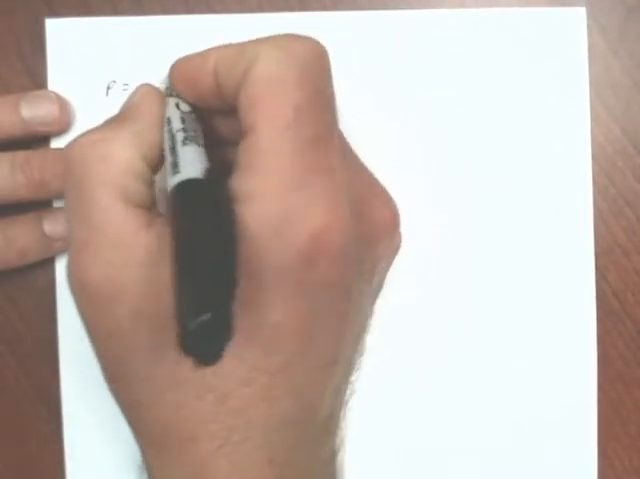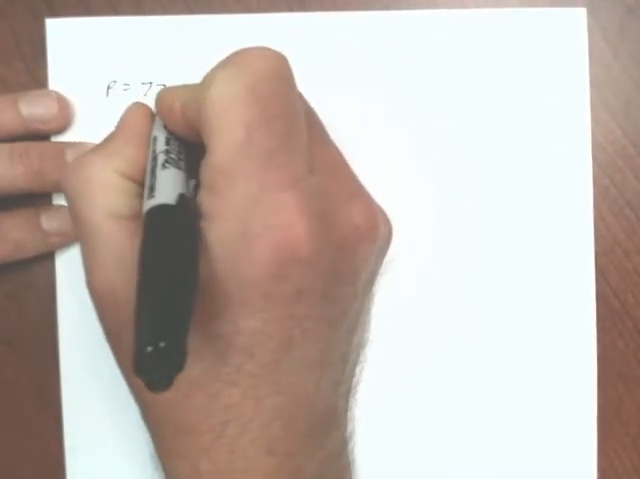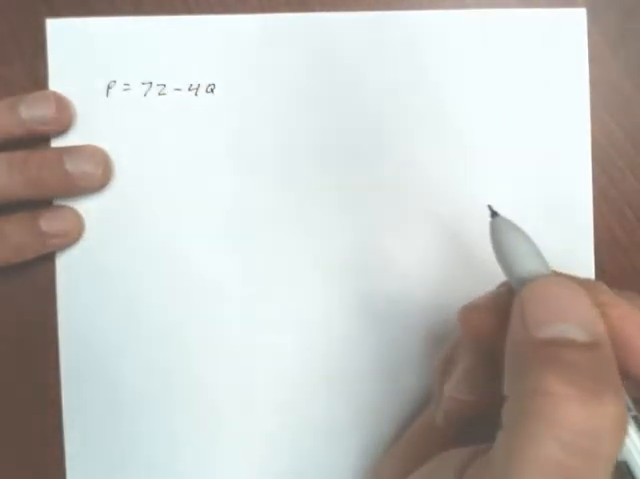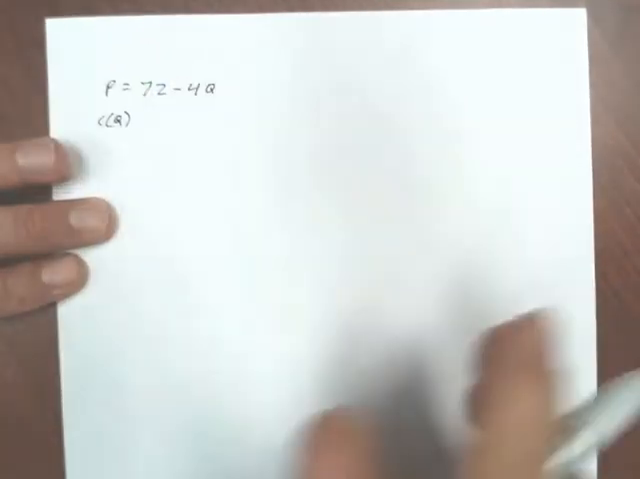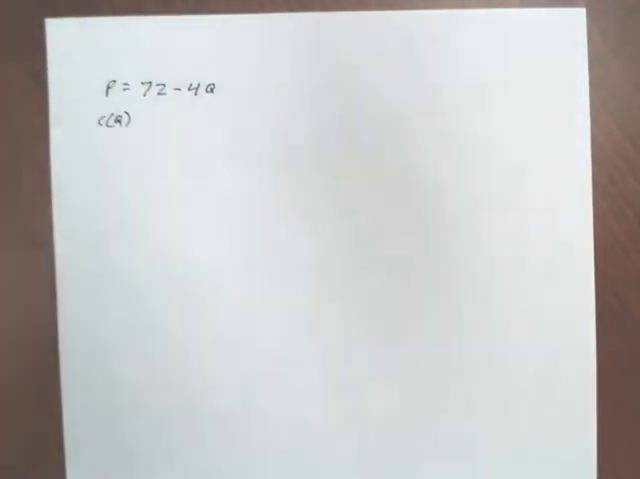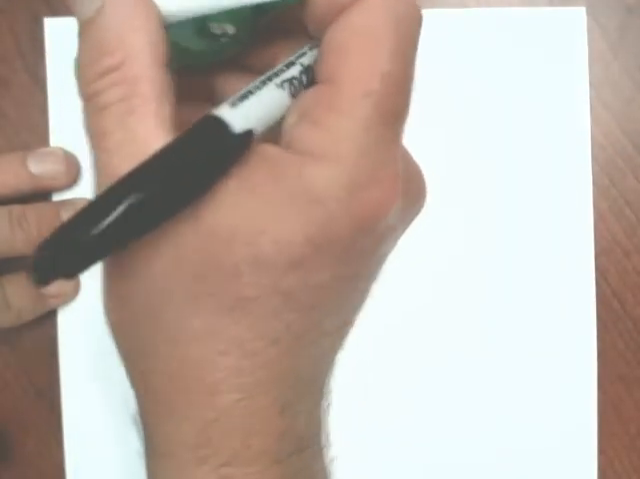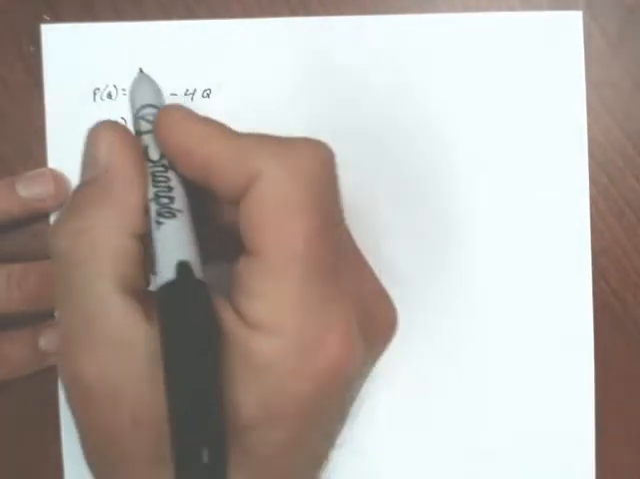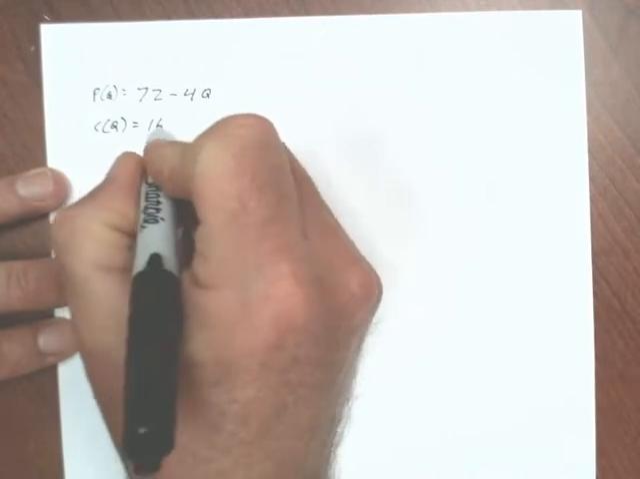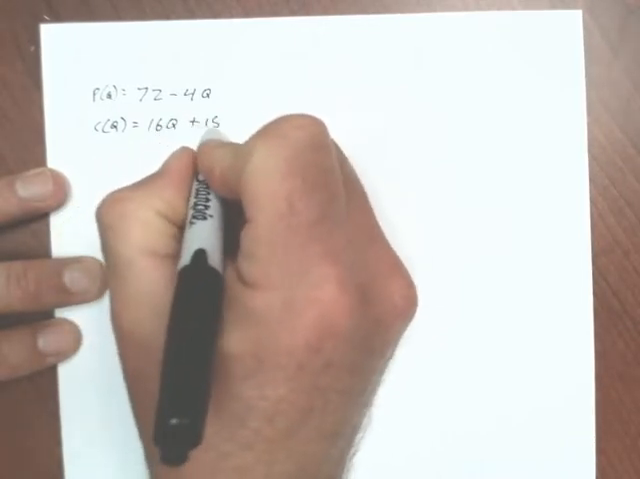Well, let's do one more anyway. Okay, so we've got inverse demand. Let's say it takes the form P of Q equals 72 minus 4Q. Excuse me, this is P of Q. Sorry about that. Total cost takes the form 16Q plus 180.